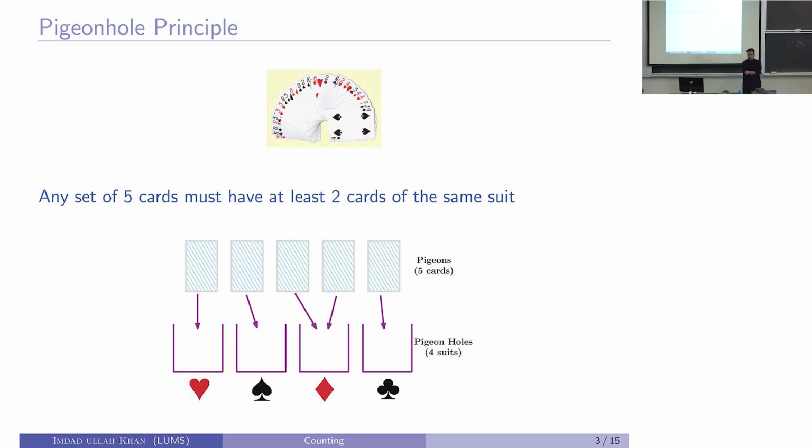So the 5 cards could be the pigeons, and the 4 different suits could be the pigeonholes. And every card is from one of these suits, right? So think of that as placing those 5 pigeons into these 4 pigeonholes. Some pigeonhole must get more than 1 pigeon, and those 2 cards will be from the same suit. At least those 2 cards. Does it make sense? Okay.